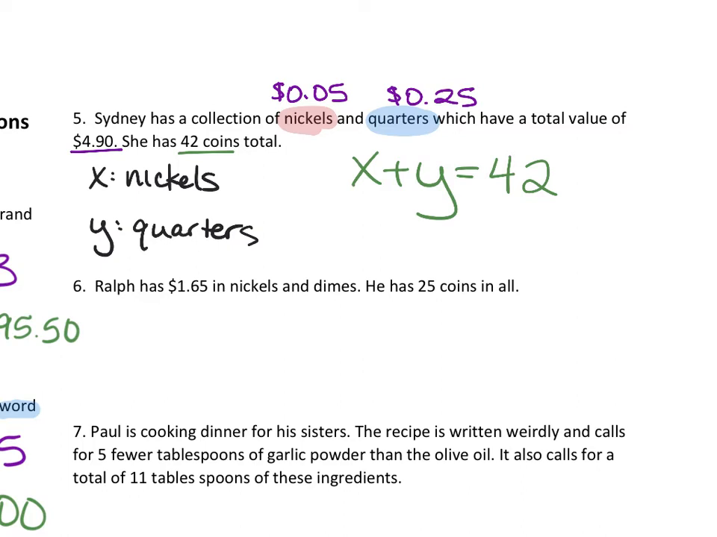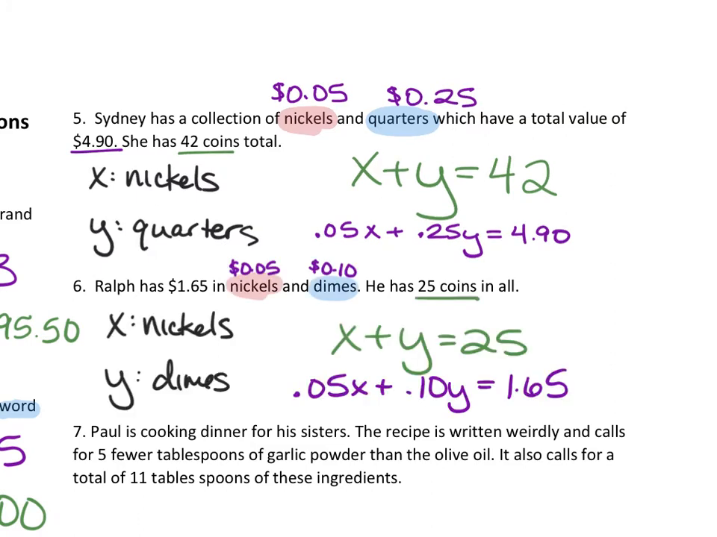So now we know, because of our prior knowledge, that if we put 0.05x plus 0.25y, we would have a grand total of $4.90. Ralph's question is going to be very similar. Let's see if you can write an equation for Ralph, a system of equations for Ralph.